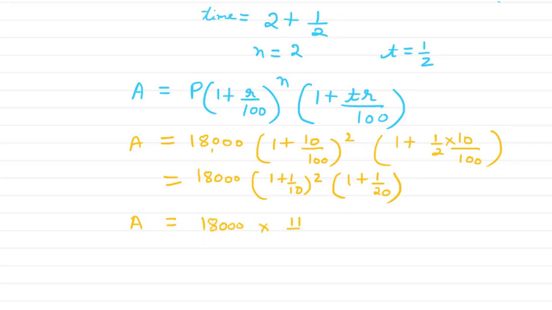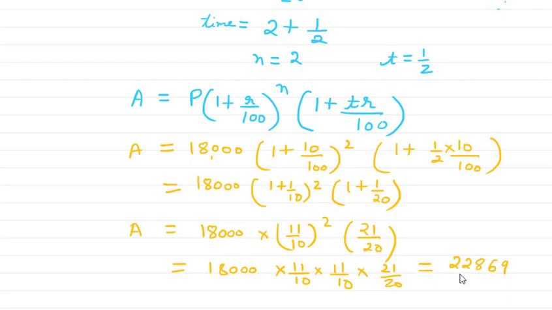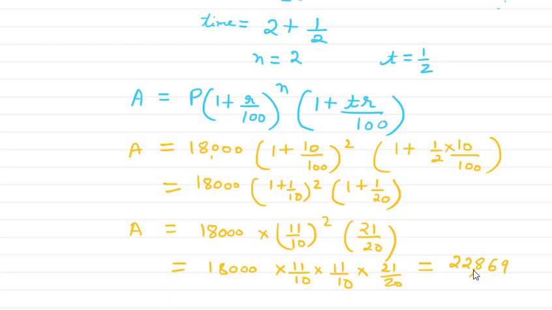So here we will get (11/10) square, and here I'll get 21/20. After calculating it, we'll get 11/10, 11/10, and here 21/20. So we can multiply it. After multiplying, we'll get 22,869. So this is your amount.